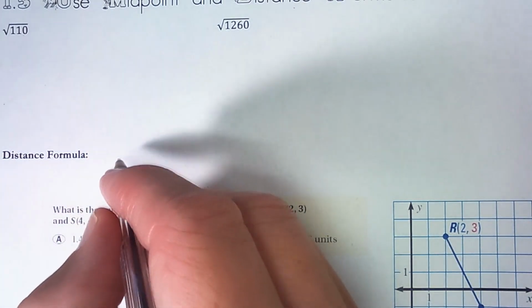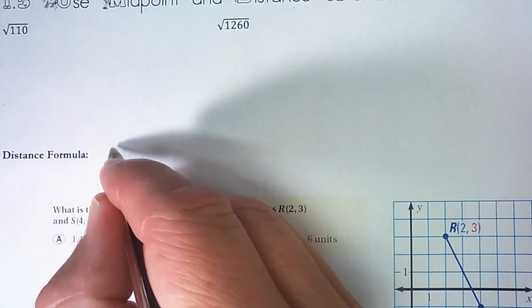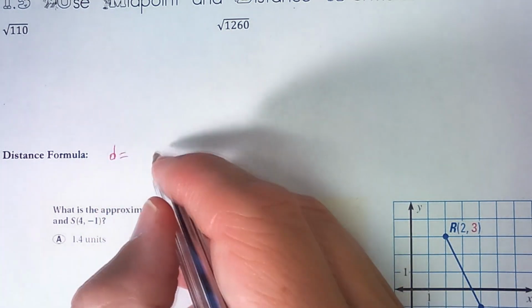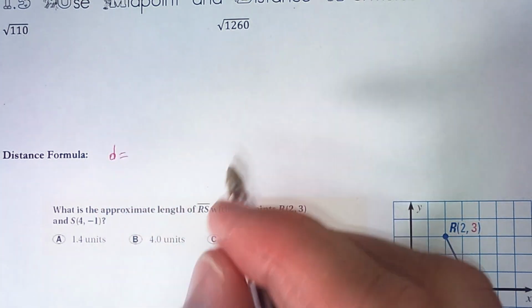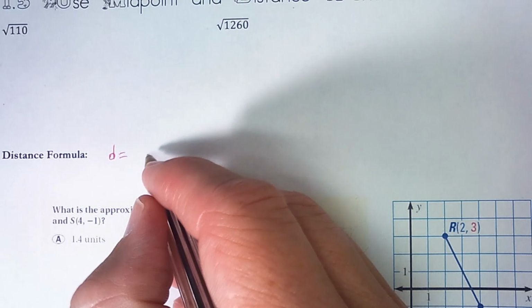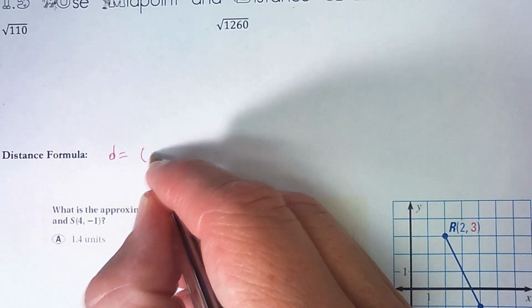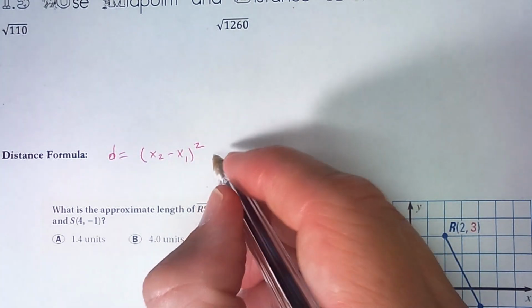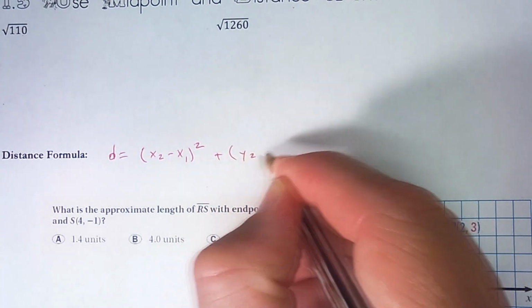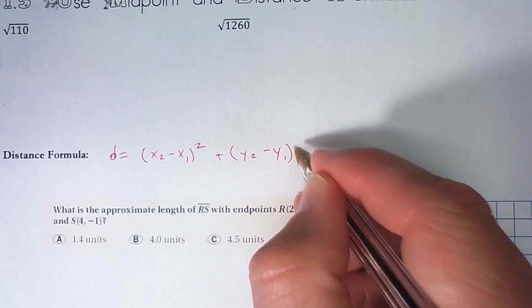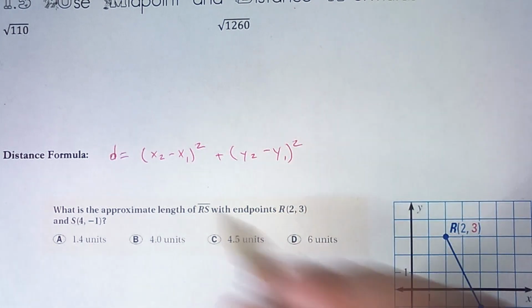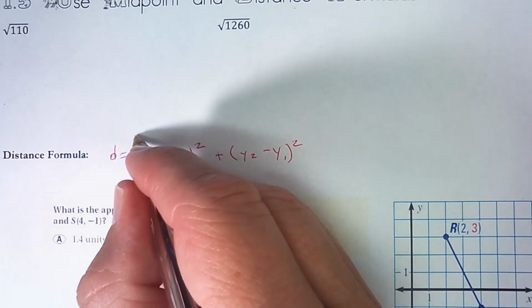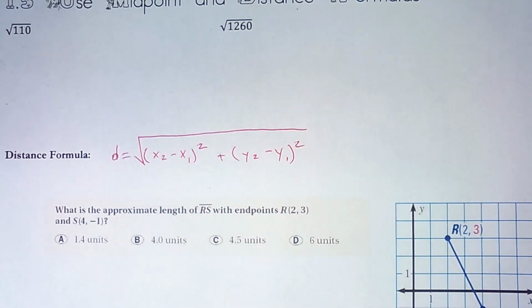So the distance formula is d for distance equals the square root, and I'll write that in after I have everything under it, of x2 minus x1 squared plus y2 minus y1 squared. Okay, all of that under a square root.